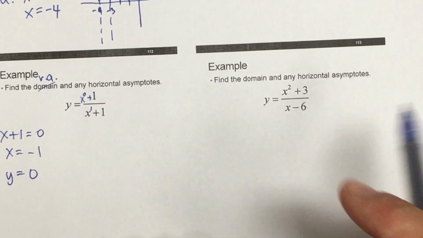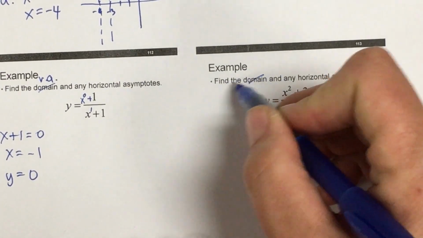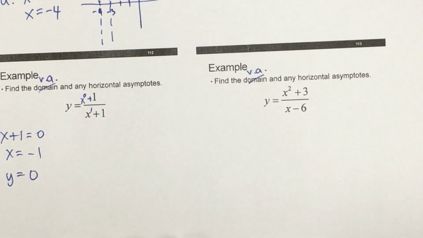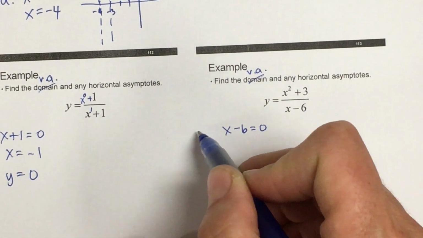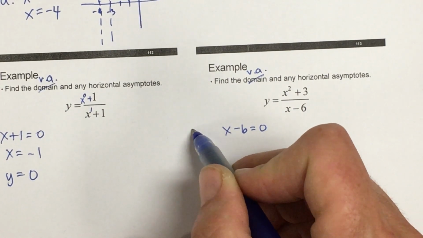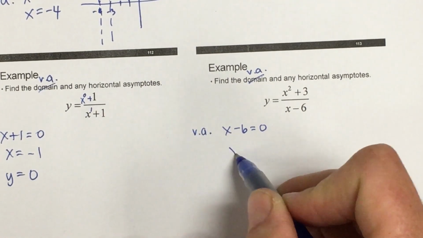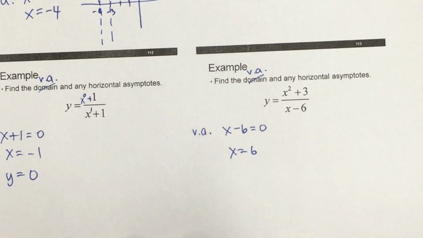All right, let's try it again. Let's change these directions to find the vertical asymptote and any horizontal asymptotes. So x minus 6, our denominator, equals 0 is how we're going to find any vertical asymptotes, and that's going to be x equals 6. So we just found that one.